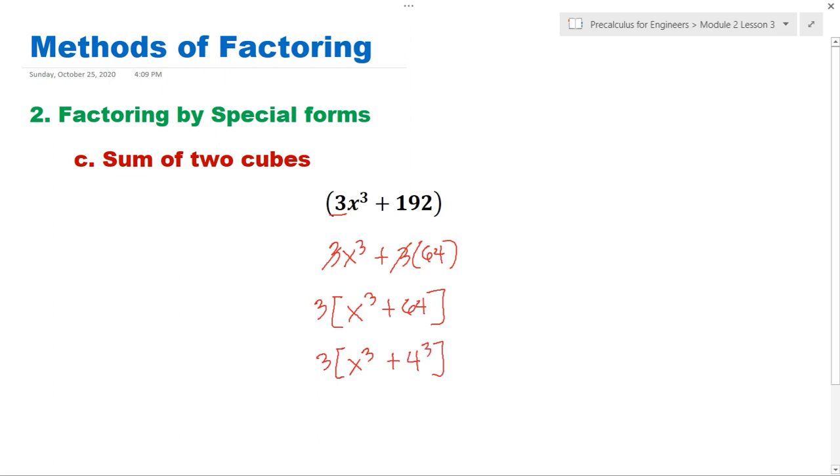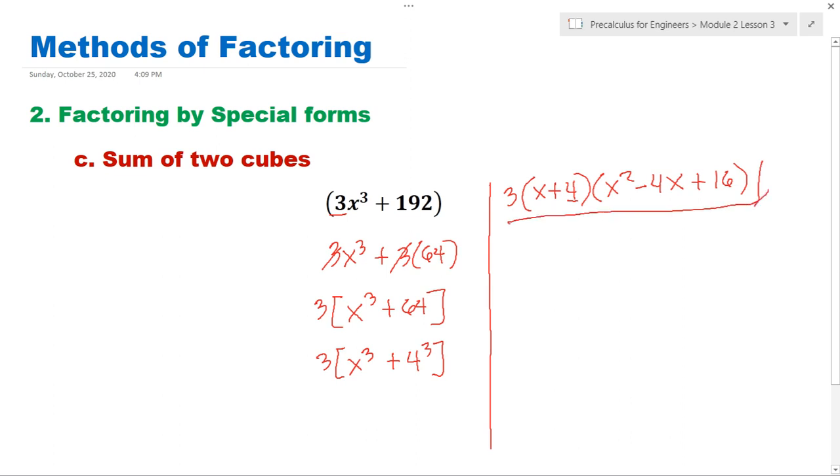Then follow those formula. So we have 3 times x plus y, di ba? So x plus 4, then x squared. So we have x squared minus xy man, so minus 4x. Then i-squared mo yung y, which is our 4. So we have plus 16. So ito pala yung factor ng example natin.